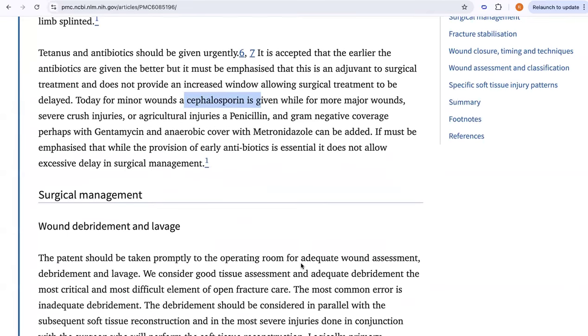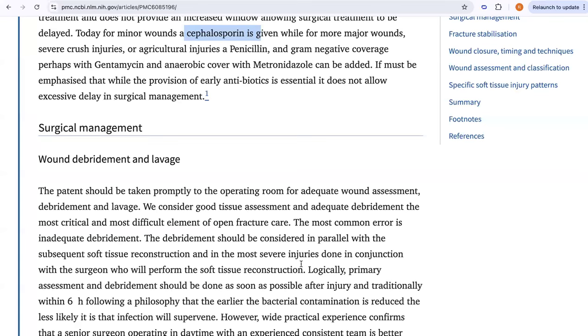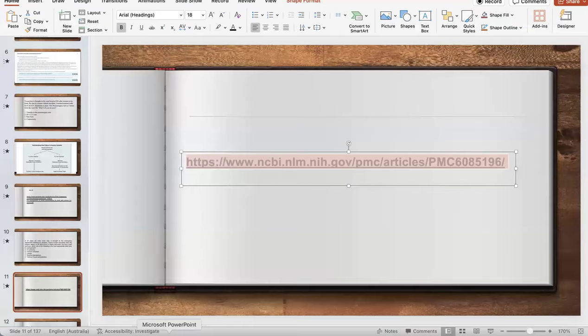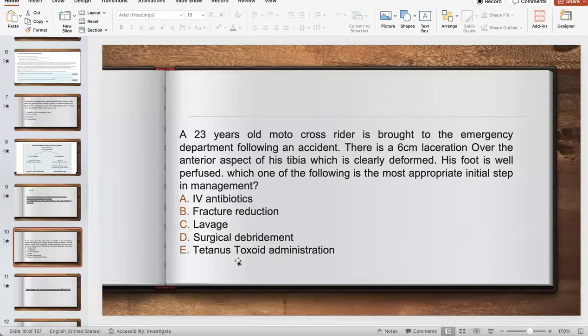Once you have done this initial part, you take the patient to theater and do a proper wound lavage and debridement. Once you have done the debridement and lavage, then you manage the fracture with the orthopedics team. So the step-by-step approach in a patient with an open fracture like this is, I'm just going to write it in here so that you understand.